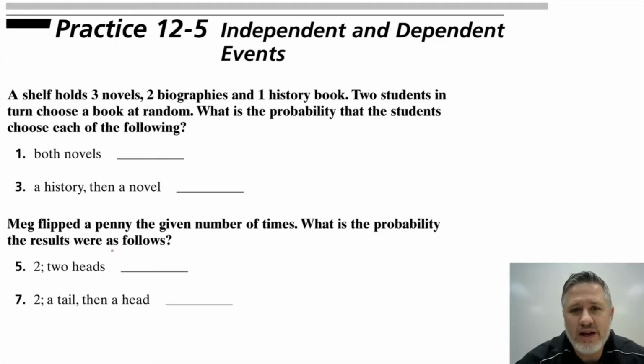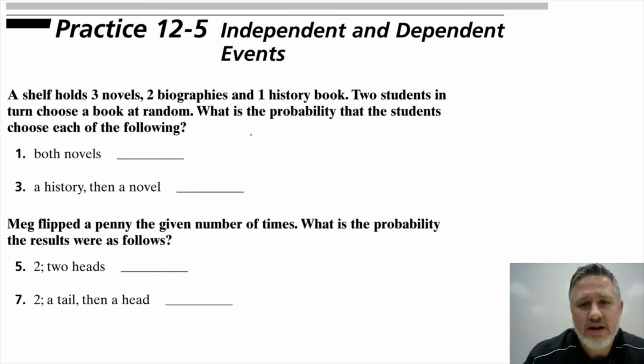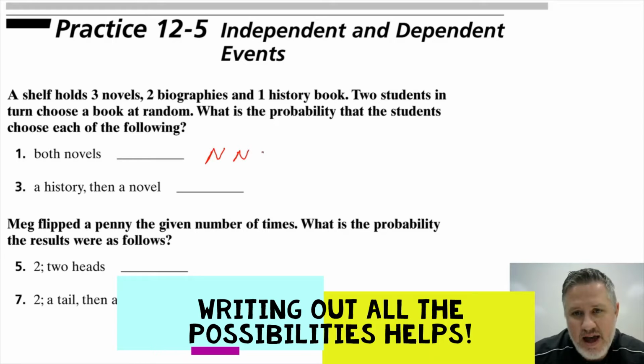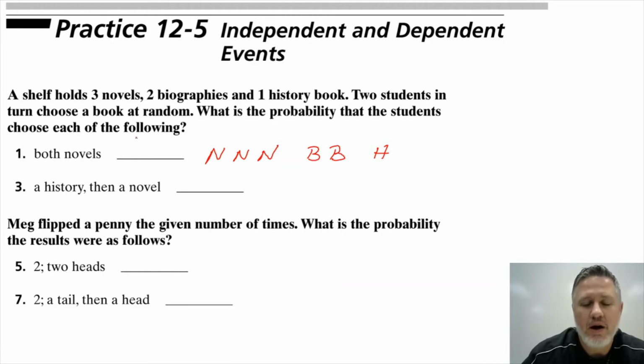So a shelf holds 3 novels, 2 biographies, and a history book. 2 students choose a book at random. What is the probability that students choose the following? So both novels. I'm going to simulate this with just letters. I'm going to write N, N, N for 3 novels, BB for 2 biography books, and an H for a history book. All right, so right now, what is the probability of me just going in and picking a novel? There's 3 novels out of 6 total books. So the first fraction is 3/6.